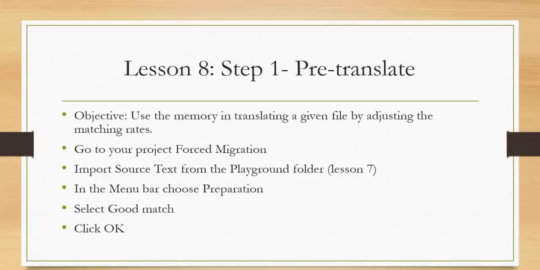In order to do the pre-translate, I would like to ask you now to go to your project, which is called Forced Migration United Kingdom into Arabic. Open that project. After you open that, in the workspace, please import the source text from the playground folder. Its name is source text, the same file that we worked with last time. Now after you import it, in the menu bar, choose preparation, and after preparation select good match, then OK. So let's see what will happen.